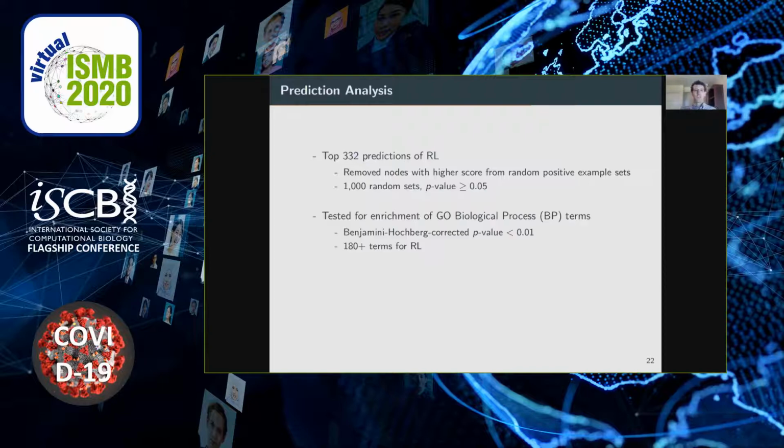We then tested for enrichment of GO biological process terms among these predictions and found over 180 terms that passed the significance threshold. So then to remove most redundant terms and summarize this list, we designed a simple set cover algorithm, which greedily chooses the most significant and non-overlapping terms, and resulted in 21 terms.